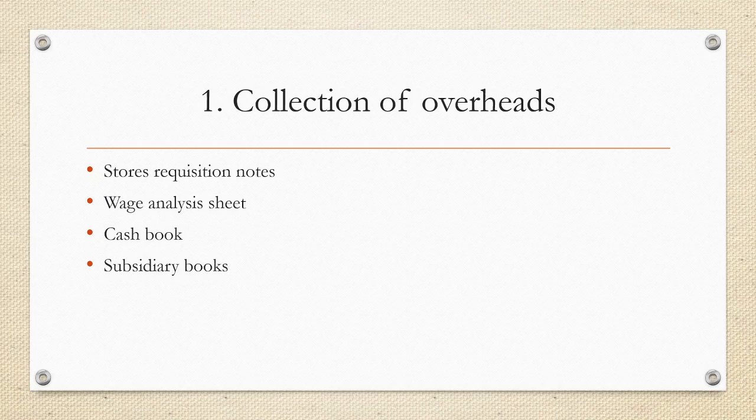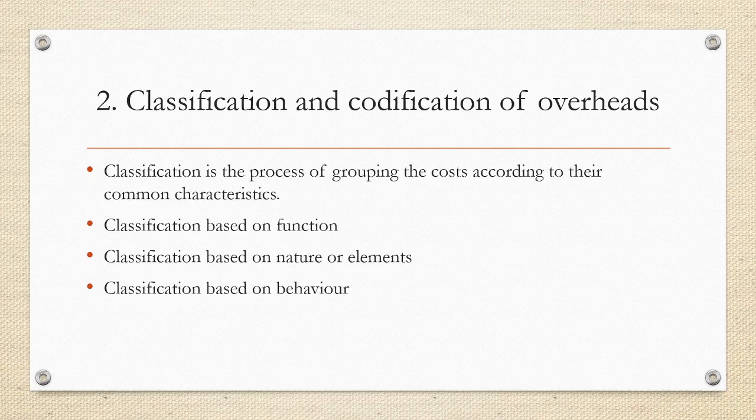So the first step involved is to collect the information about the overheads incurred during a particular period. So how do we collect? We collect the information from the various sources like the stores requisition notes, wage analysis sheets, or cash books, or even the purchase vouchers, in order to find out the information about the materials, and as well as the different subsidiary books which are maintained in the organization. Once the information about these overheads are collected, the second step involved is the classification and the codification of overheads.